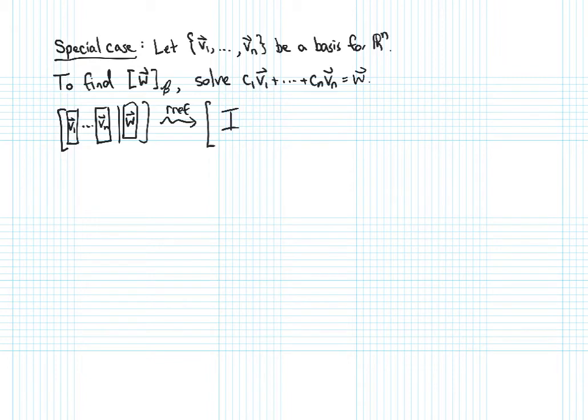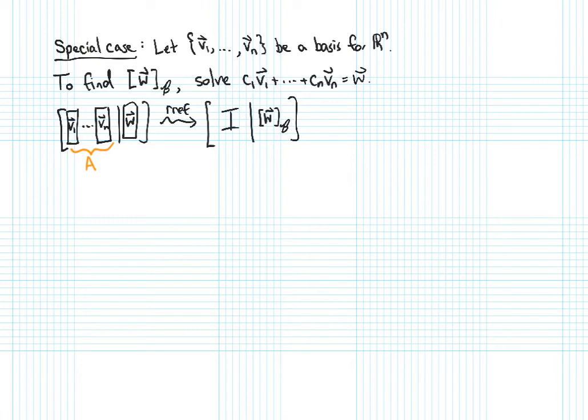But the key difference now is that because there's n vectors in n-dimensional space, the matrix on the left is a square matrix. And so you just get the identity matrix in reduced echelon form. There's no rows of zeros. So you just have the identity matrix on the left, and then on the right, you have the b-coordinate vector for W. Now, let's use A to denote this matrix whose columns are the vectors v1 to vn.